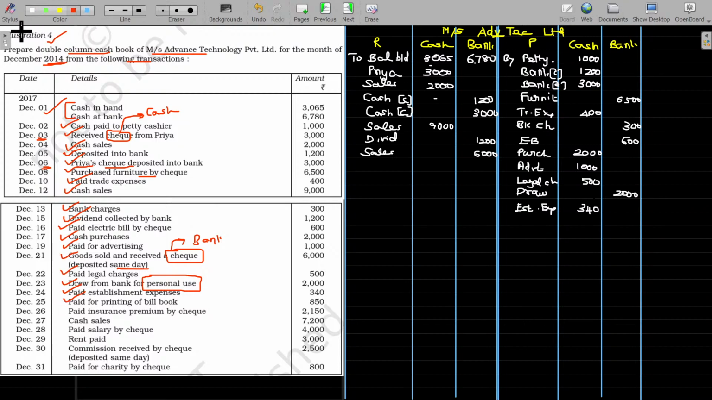And paid for printing of bill book, printing charges. And then the payment being 850, I assume this is paid only through cash. Paid insurance premium by check. So, insurance premium. The insurance premium value being 2150 in the cash column. Okay, by check, sorry, it's in the bank column, 2150.